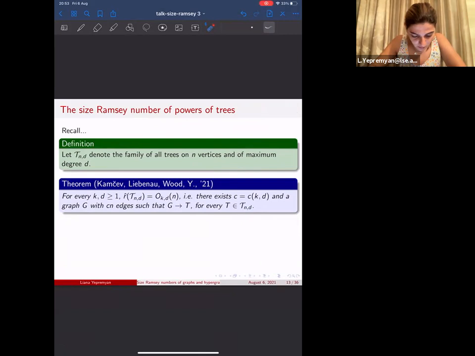So recall that T_{n,D} denotes the family of all trees on n vertices and of maximum degree D. What we showed is a generalization of the result that I previously mentioned on paths. There's a typo here. It should be k here. Without k, this was already known by the result of Friedman and Pippenger. And what we proved is that if you take any tree of bounded maximum degree and you take any k-th power, then its size Ramsey number is linear.